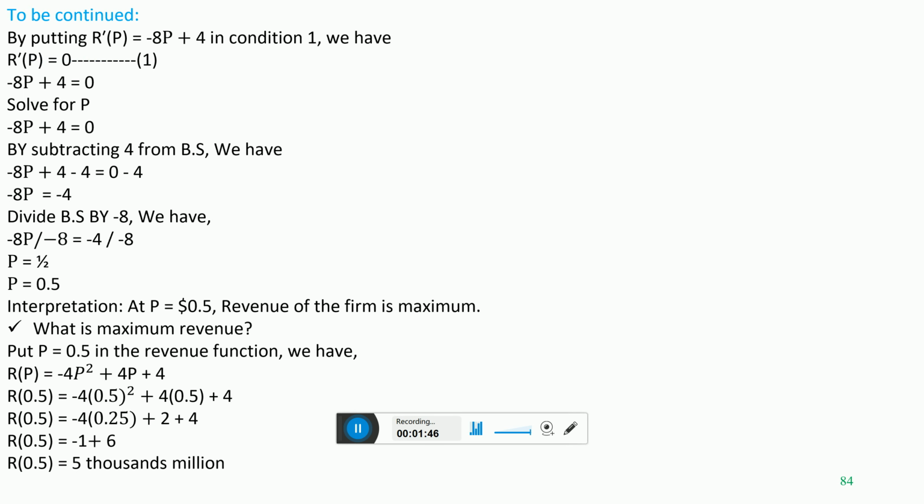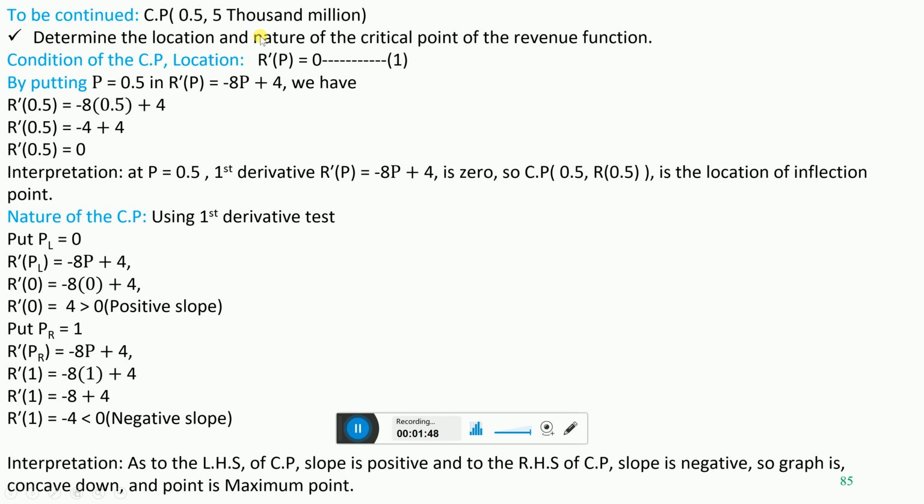Now look, these are the critical point values. The P value is 0.5, and if the company charges a price of $0.5, the company can earn a maximum revenue of $5,000 million. So this is the critical point. Now in the third part of the example, we have to determine the location and nature of this critical point, which carries two values: P is 0.5 and R is $5,000 million revenue.